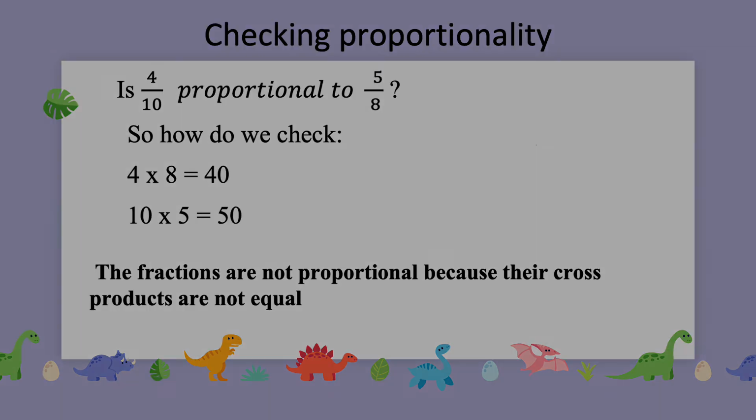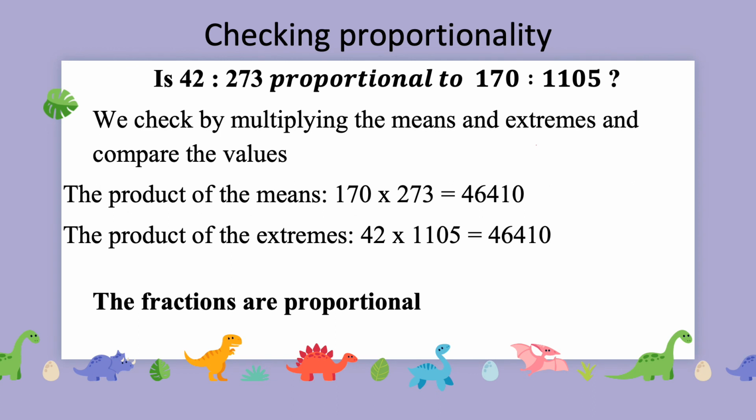Let's try one more. Are these ratios proportional to each other? We can check by multiplying the means and extremes and comparing the values. The product of the means, 170 and 273, is equal to 46,410. The product of the extremes, 42 and 1,105, is equal to 46,410. Comparing the product, we can say that the ratios are proportional to each other, and this is because the product of the means and extremes are equal.